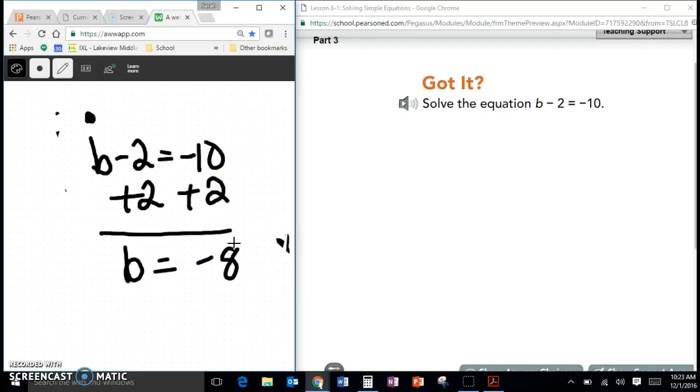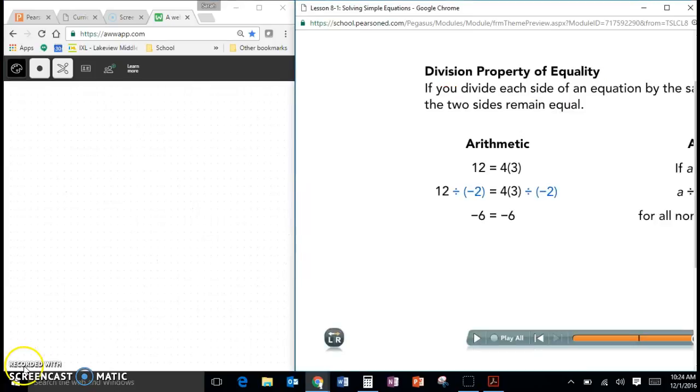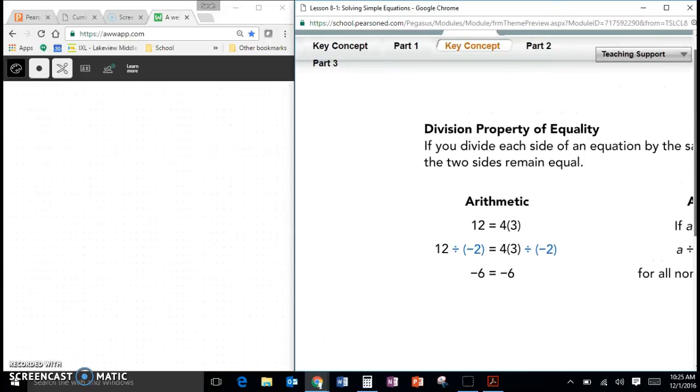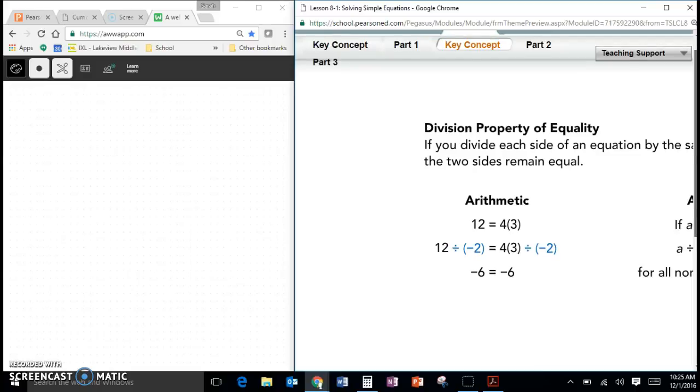Now I encourage you to come back into the original question and see if it makes sense. If b is negative 8, plug in negative 8 right here. Negative 8, take away 2 more, is negative 10. So you solved the equation. All right, the next part of this lesson is key concepts. And just like before, the most important thing is what you do to one side, you do to the other. This is the division property of equality and the multiplication property of equality. And all that says is if you multiply one side of the equation by something, you have to multiply the other side by that. And division, if you divide by something on one side, you have to divide by that on the other side. Let's head to part 2.